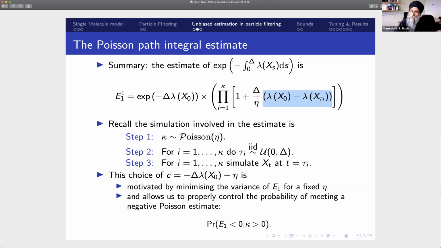So this estimate can be negative, and that causes a problem with particle methods, because a negative weight is not something you sample with. So what we're going to do now is have strong control over the negativity of this estimate. This estimate is only negative when kappa is positive. So we need to control the probability the estimate is negative, conditional on the fact that kappa is positive. This is what we need to be able to control.